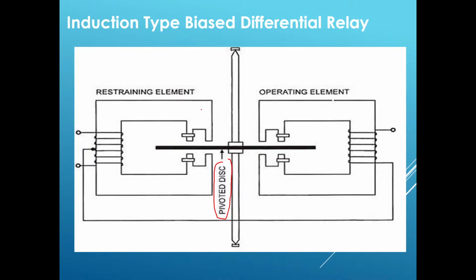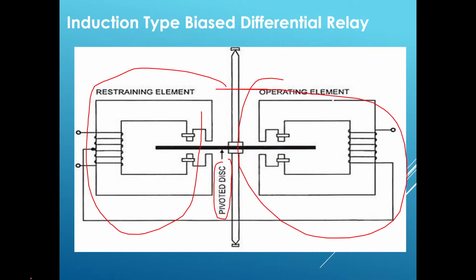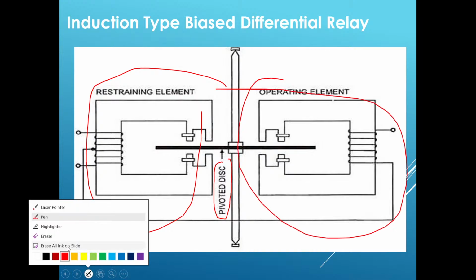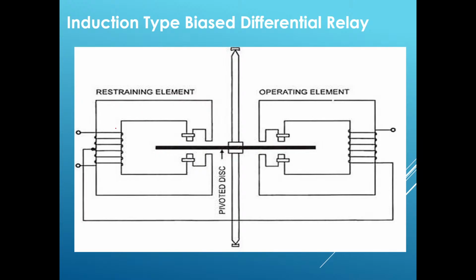So how many electromagnets are there? This is one electromagnet. This is one electromagnet. Two electromagnets are there. To this electromagnet, a coil is wound. To this electromagnet, a coil is wound. A coil is wound on both the electromagnets.